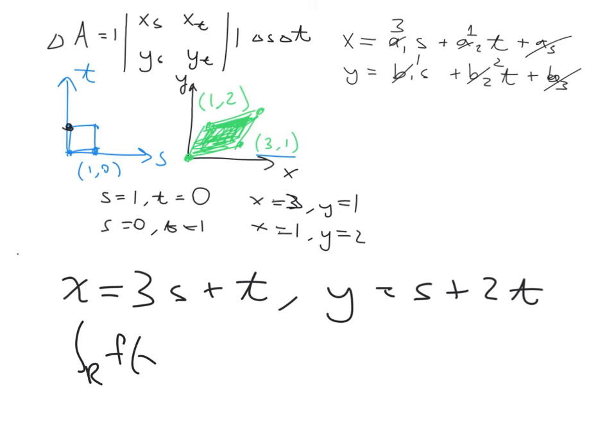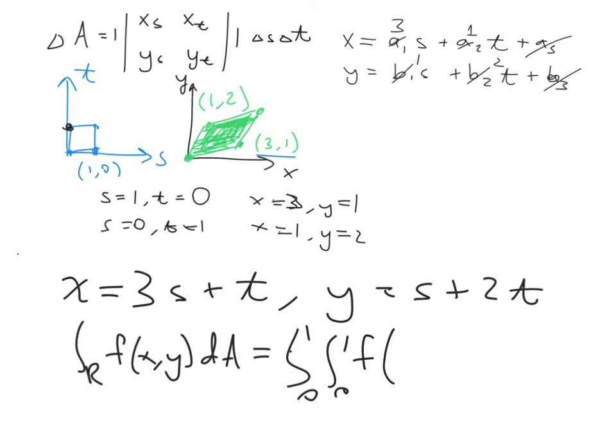And so if we wanted to set up an integral over the parallelogram, the integral over the region of some function f of x comma y dA, we could set this up using our st coordinates, and it would be the integral from 0 to 1, the integral from 0 to 1, because this unit square in st corresponds to this parallelogram. Then, of course, we need to transform the function, so f of 3s plus t, comma s plus 2t. And then we need to deal with dA, and we are able to do that via this determinant. So there will be a dA here that needs to be written in our new coordinates.